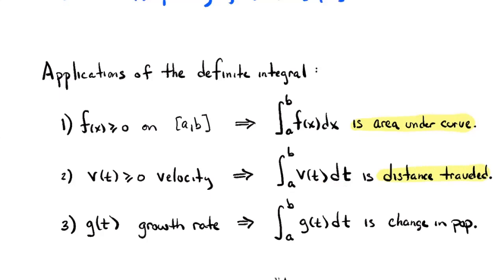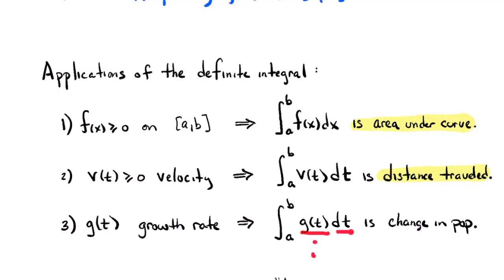Here's a new one, the third one we didn't talk about in section 5.1, but I'm just going to throw it out there. If g of t is some growth rate, you can assume it's greater than or equal to 0 if you want to, but g of t would be in units of individuals per time unit. Maybe narwhals per year or something like that.